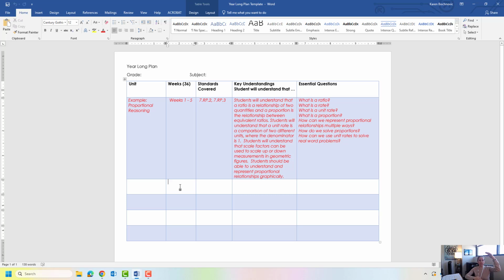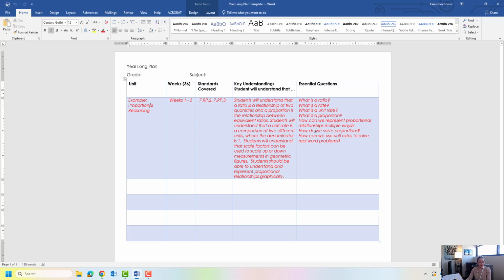So we're going to do, again, a total of 36 weeks here. You're going to tell me what standards are being covered in this particular unit. What are your understandings? So what are students going to understand by completing that unit? And what are your essential questions from that unit? And again, you're going to plan out 36 weeks.